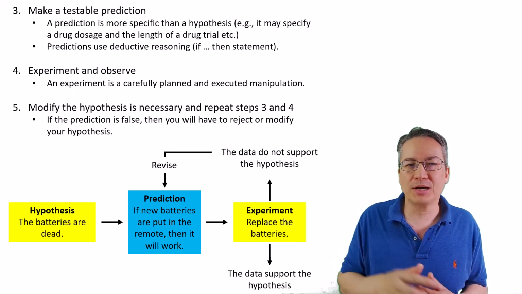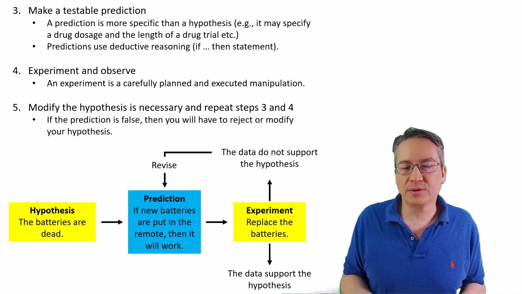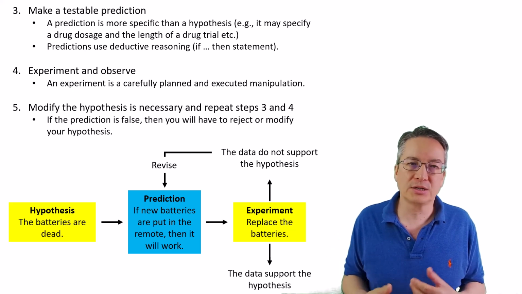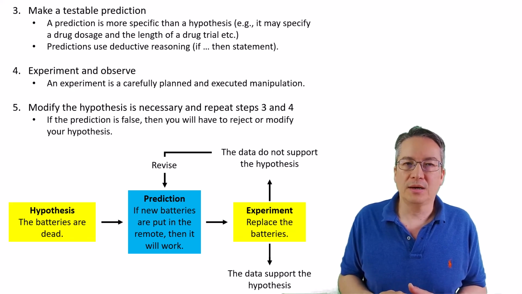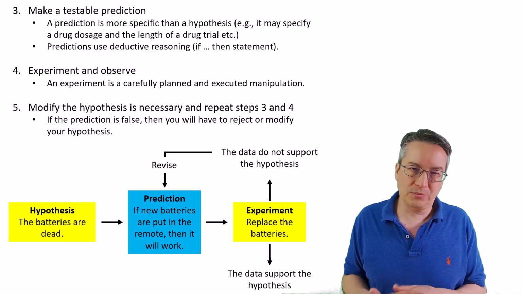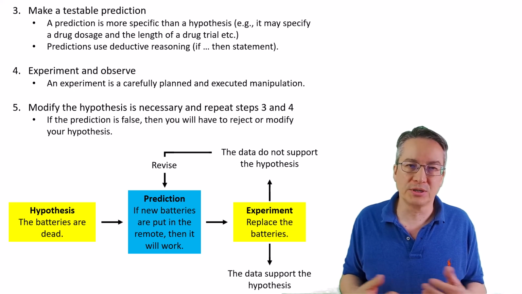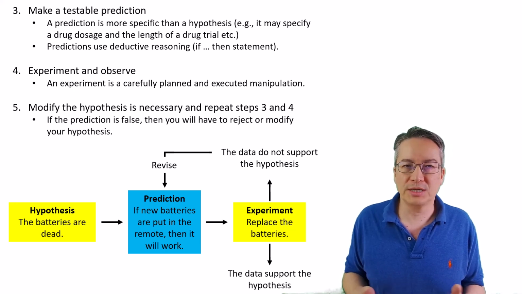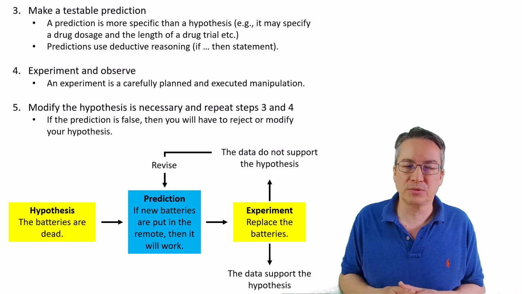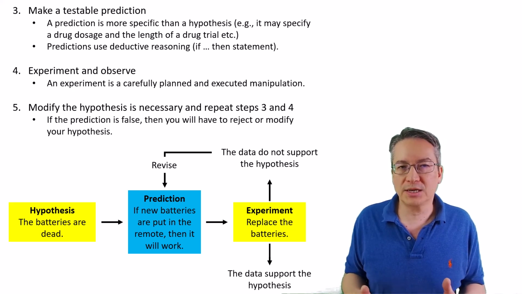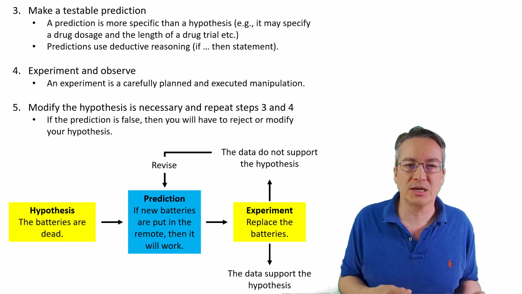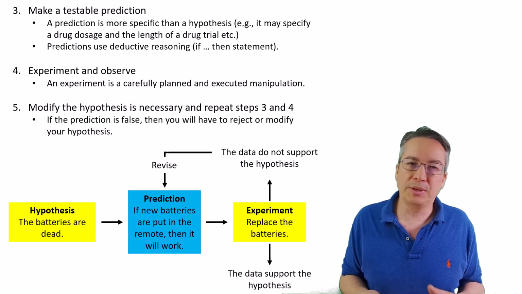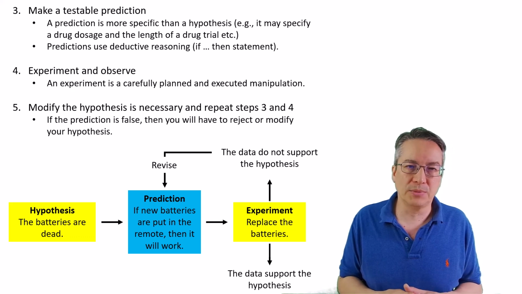Now, there's another possibility. Let's say you put the batteries into the remote control, and it doesn't work. Then we say the data do not support the hypothesis. Let's imagine that the batteries are good because they're new batteries, or perhaps you tested them before putting them in with a battery tester. So in this case, it really doesn't appear that the batteries were the problem. So we're going to have to revise the hypothesis, maybe come up with a new hypothesis and prediction.